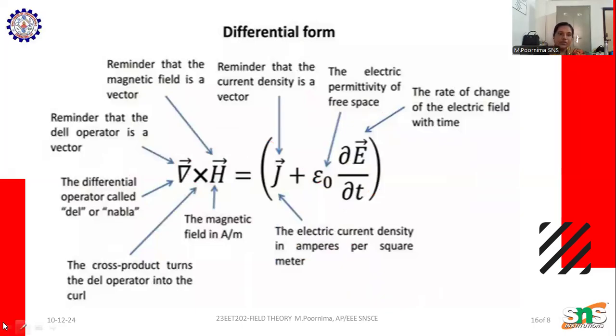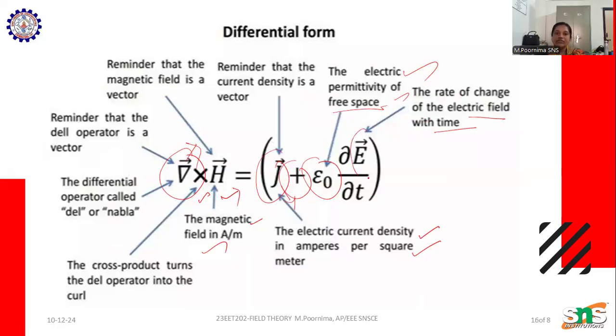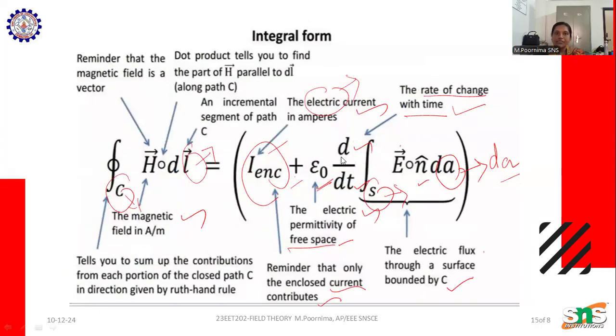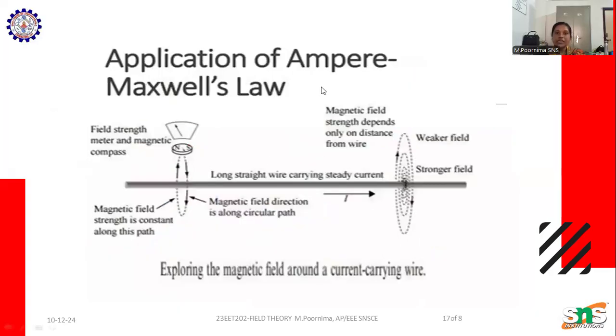Now coming to the differential form. Del cross H, the curl of the magnetic field, is equal to J plus epsilon naught times the rate of change of electric flux density with respect to time. J represents the electric current density in amperes per square meter, and epsilon naught is the electric permittivity of free space. This is the differential form of Ampere's law, and earlier we saw the integral form.